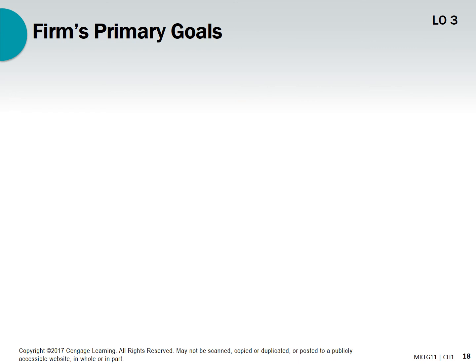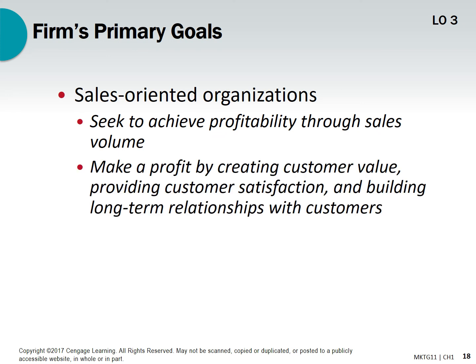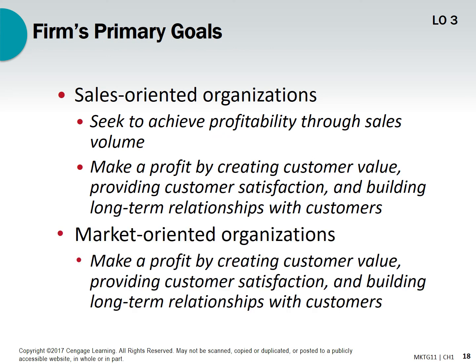The firm's primary goals: sales-oriented organizations seek to achieve profitability through sales volume. Market-oriented organizations make a profit by creating customer value, providing customer satisfaction, and building long-term relationships with customers.